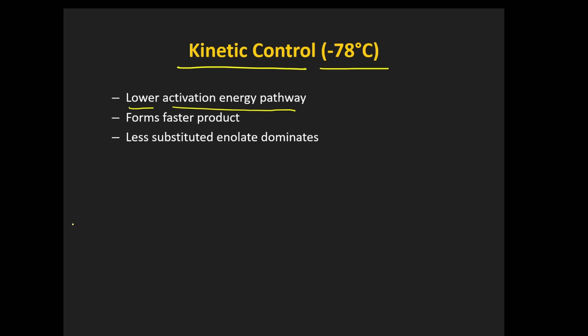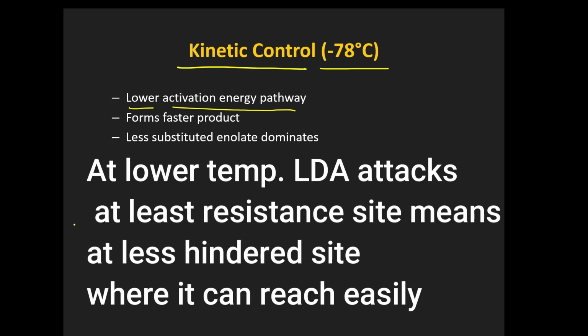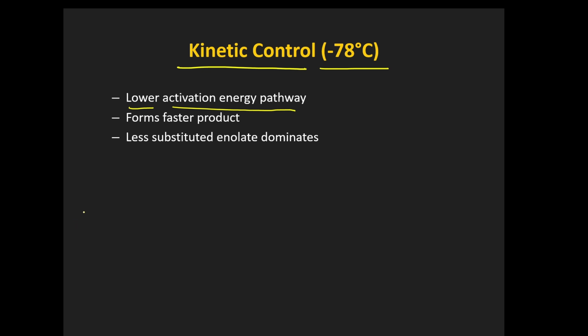So you know that LDA is a bulky base, and in the attack, it struggles to reach the more crowded site, meaning the more substituted one. Actually, you know that the more substituted site is more stable, so it wants to go to that site, but energy is low, so it will attack at the less hindered site because it is physically easier to reach.